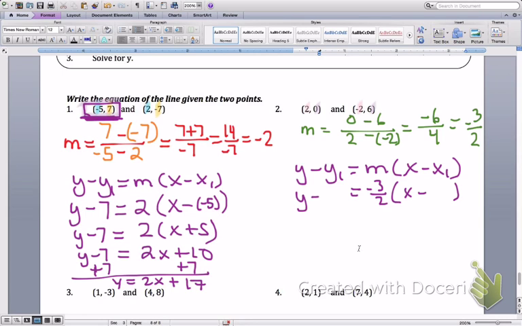Now we're going to plug in one of the points. I'm going to pick the first one. I'll stick to the first one every time. So I'm going to take this first point, (2, 0), and it's probably the better one to plug in because it has a 0. So the y value is 0. The x value is 2.